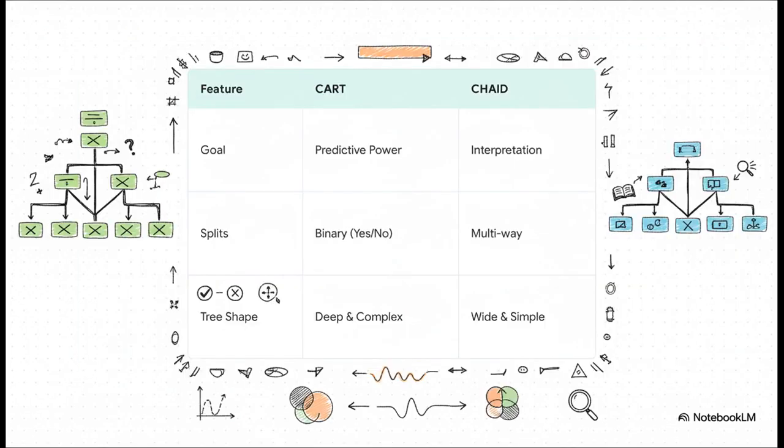And what's really interesting here is the trade-off this reveals. CART, our sculptor, with its deep, complex trees made of simple yes or no questions, is an absolute beast when it comes to raw predictive accuracy. But CHAID, our gardener, builds these wider, simpler trees that are amazing for interpretation. For actually explaining to a manager why a certain decision is being made.